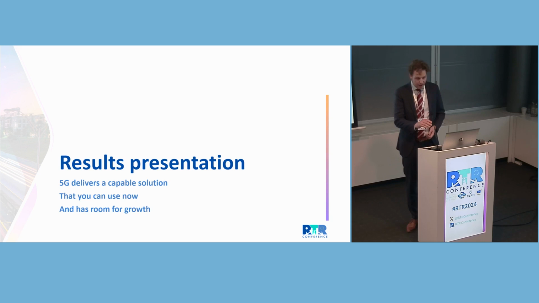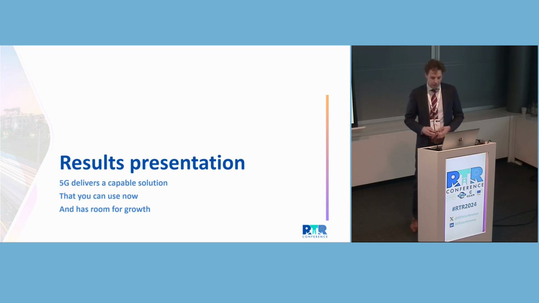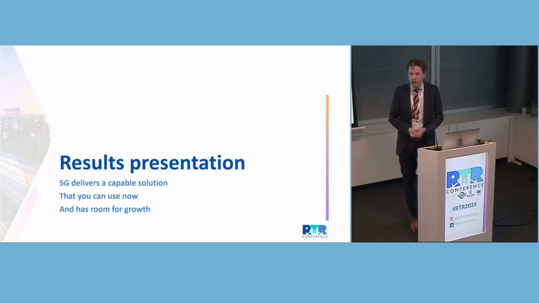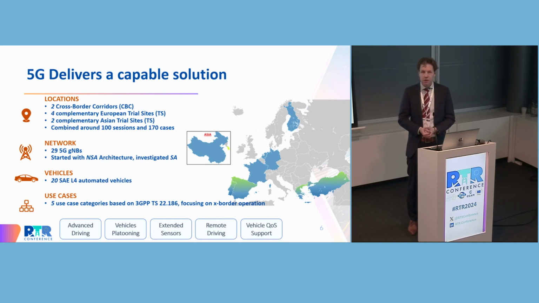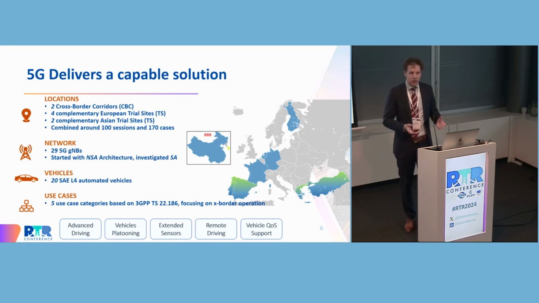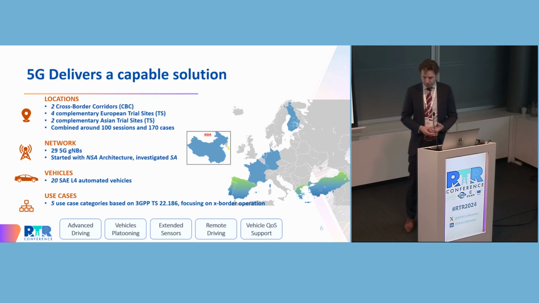So let's dive into the results. Actually, the results you can summarize in one key message, which is 5G delivers a capable solution that you can use now, and it has room for growth. So, the capable solution. What we managed to do was deploy 2 cross-border corridors, one in Spain, which is actually 2 cross-border corridors because we have a highway, and we have a very old bridge, which is a challenge on its own because it's a cage of Faraday. So no way that you have a telecom reception in there, so that needed to be solved. Plus, all these gantries on the side, you cannot see what comes from the left or comes from the right if you're exiting the bridge.